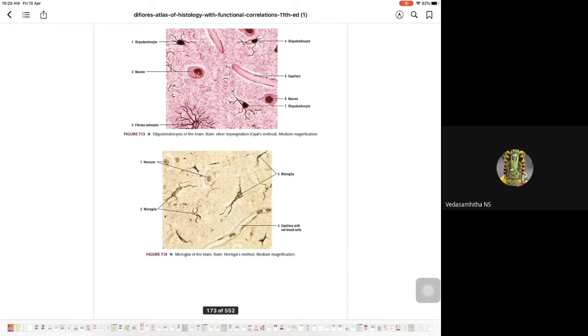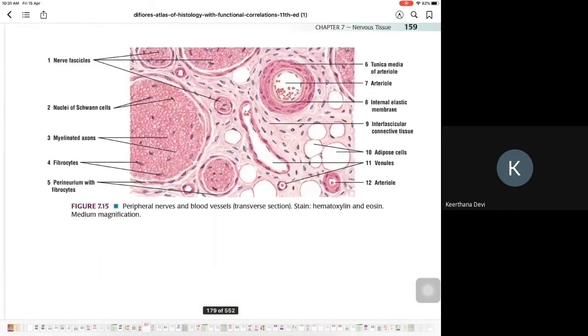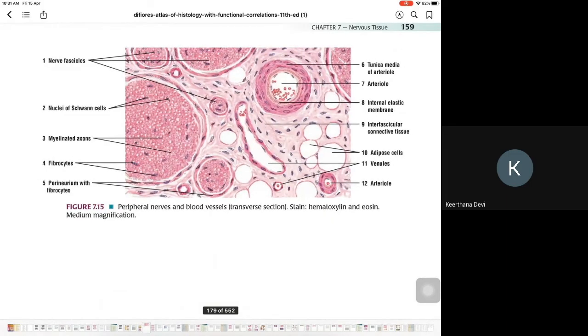Oligodendrocytes of the brain, stain silver impregnation, Cajal's method, medium magnification. Oligodendrocyte, neuron, fibrous astrocyte, oligodendrocyte again, capillary, neuron, oligodendrocyte. These are like peripheral nerves. As I told you, the nerves will have what type of nucleus? Yes, wavy nucleus.